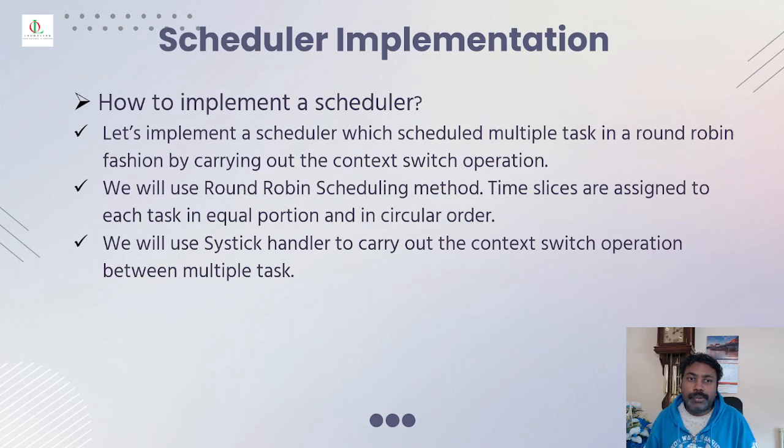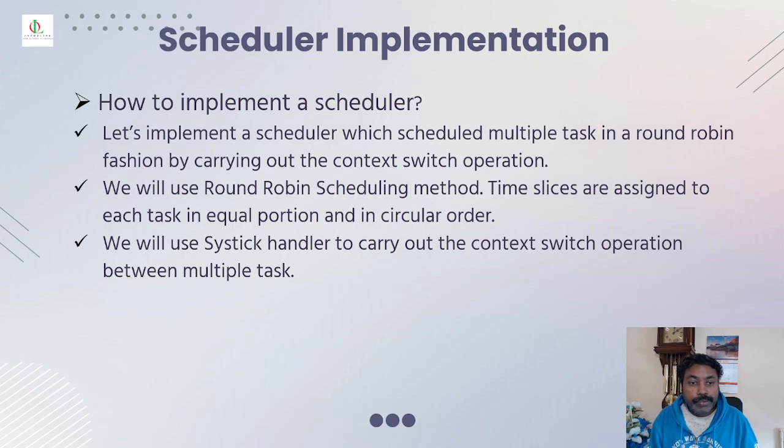Now let's move on to learning about scheduler implementation. How to implement a scheduler. Let's think about implementing a scheduler where you have multiple tasks. For example, today we're going to learn about using 4 different tasks and how we're going to link those tasks in your program. We're going to learn to use it in the round robin way, carrying out context switching. You will learn about what context switching is in the next slide.